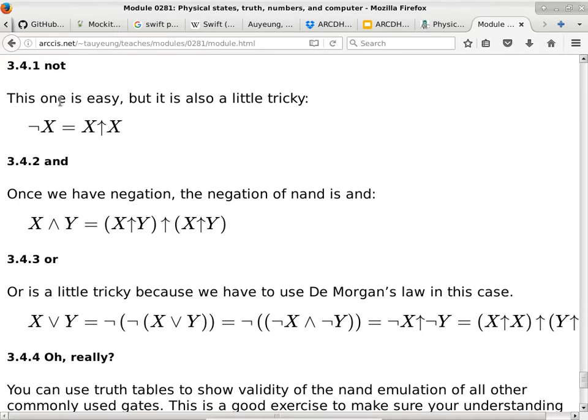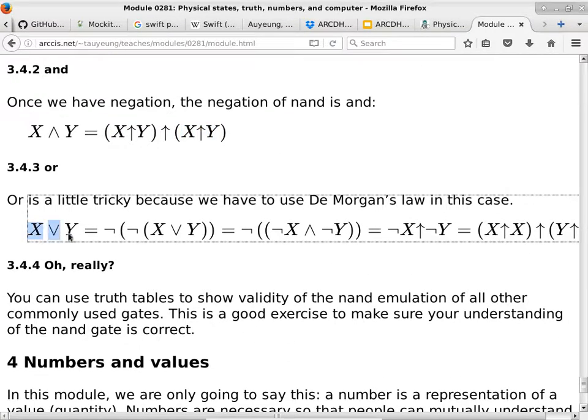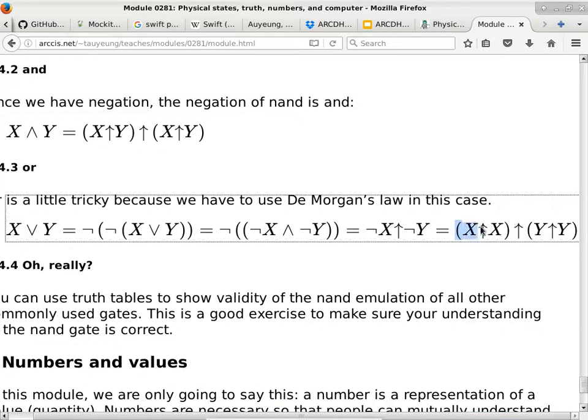Well, as it turns out, you can re-express negation using X NAND X. You can re-express X and Y as X NAND Y NAND X NAND Y. And you can re-express X or Y as X NAND X NAND Y NAND Y. So that one single operator can replace, well, with some tedium, all of the other operators.